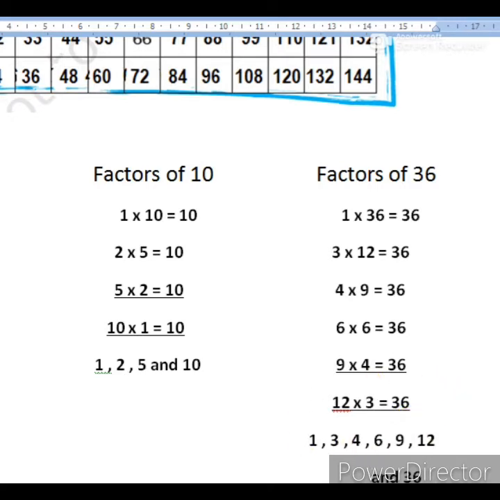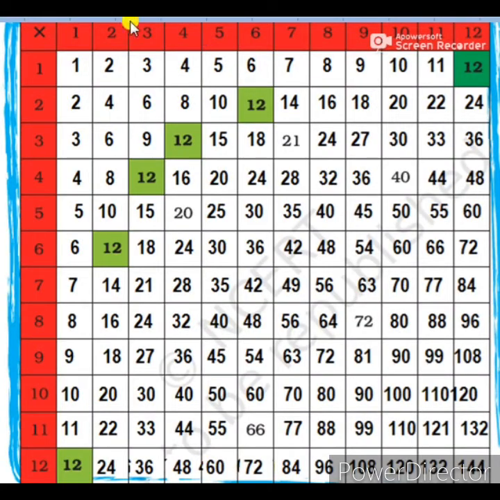This chart I will show. As 1 is a factor of every number, 1 is a factor of 36 also. But here we have not taken the table up to 36, that's why I am not able to show it. Now see the table of 3. The 12th multiple of 3 is 36. Understand? The 12th multiple of 3 is 36.